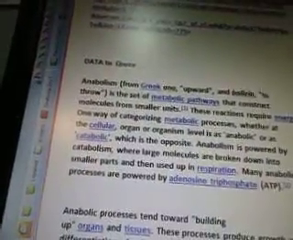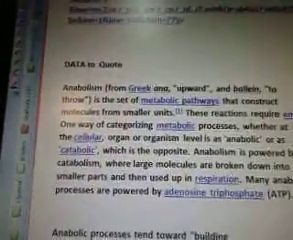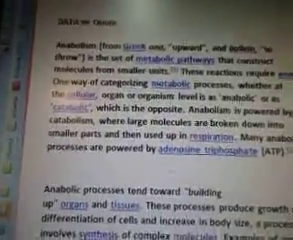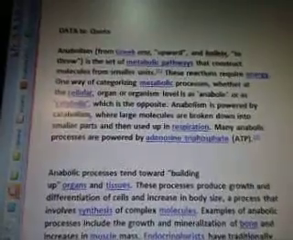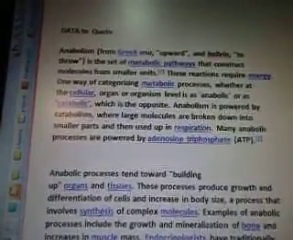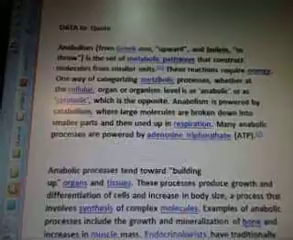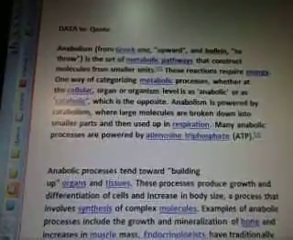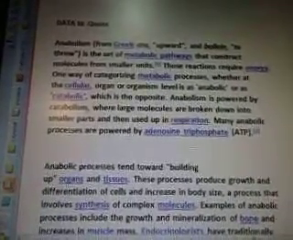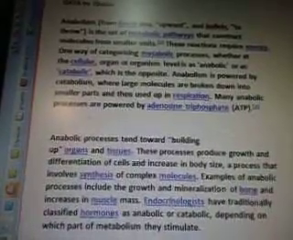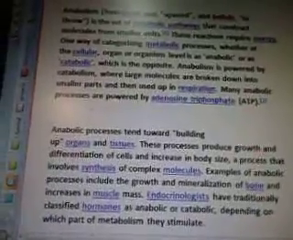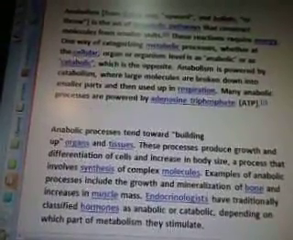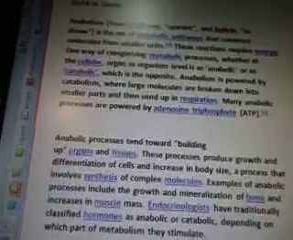So, to quote: anabolism, from Greek ana, upward, and ballein, to throw, is the set of metabolic pathways that construct molecules from smaller units. These reactions require energy. One way of categorizing metabolic processes, whether at the cellular, organ, or organism level, is as anabolic or as catabolic, which is the opposite. Anabolism is powered by catabolism, where large molecules are broken down into smaller parts and then used up in respiration.